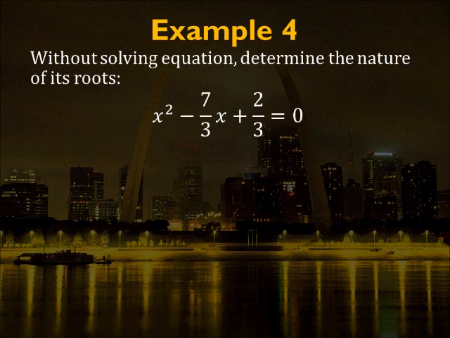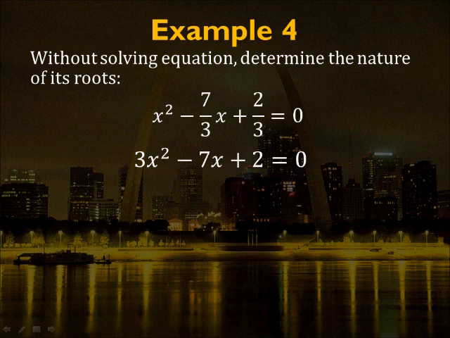Number 4, we have x squared minus 7/3 x plus 2/3 equals 0. Go ahead and try to do this one yourself. Most of us don't like fractions. See what you can do to get rid of them. So I multiplied every term in the equation by 3 to get 3x squared minus 7x plus 2. So now you have integral coefficients, which will really help when you deal with the tests for rational roots.